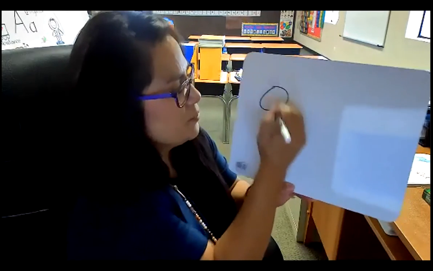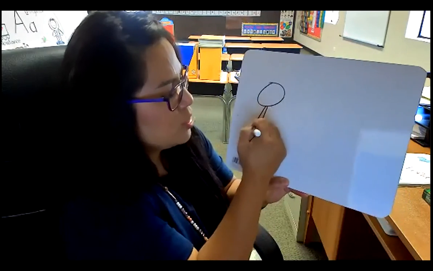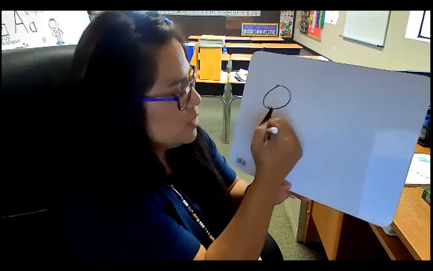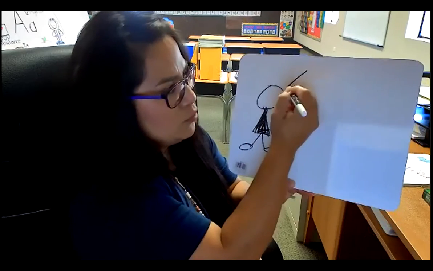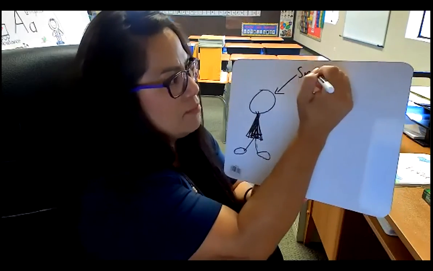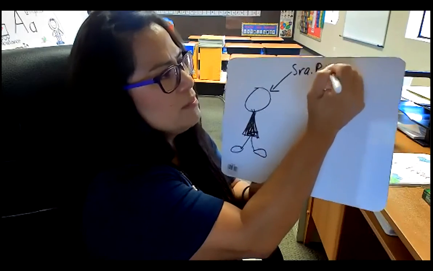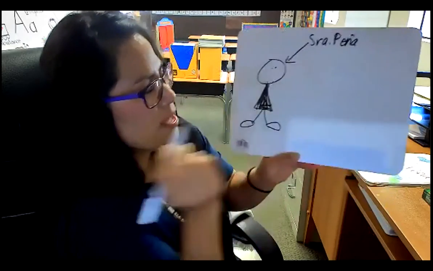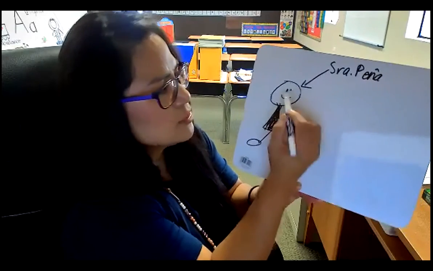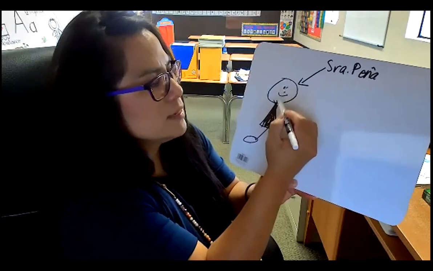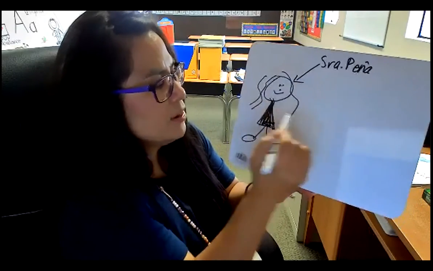So here I am. This is me. Oh, and what do we do when we draw ourselves? Right? We do an arrow and we write our name because we want everybody to know that this is Señora Peña. Okay, and I'm going to add details, okay? I'm going to add details. So these are little details, my nose, my face, my hair, okay?